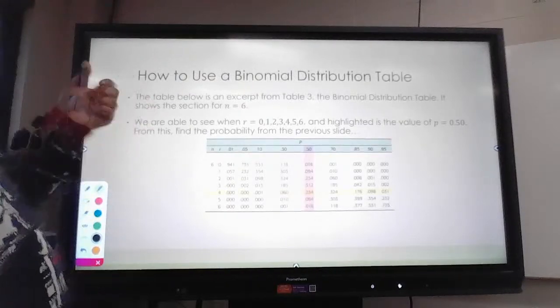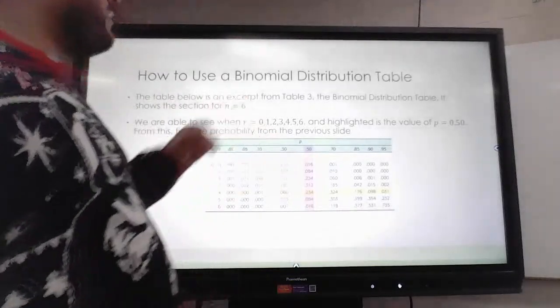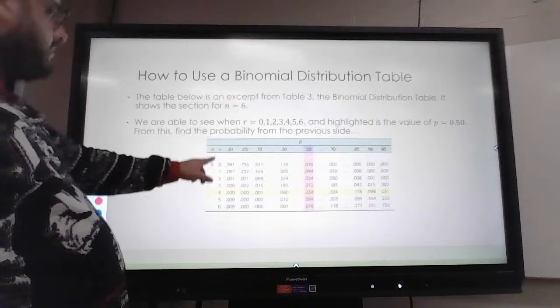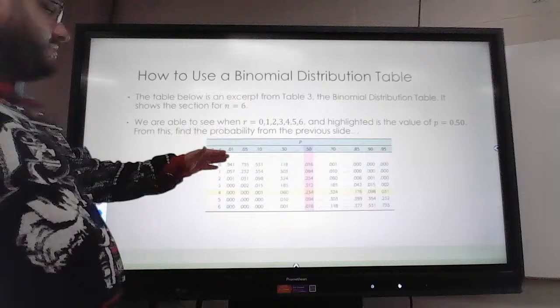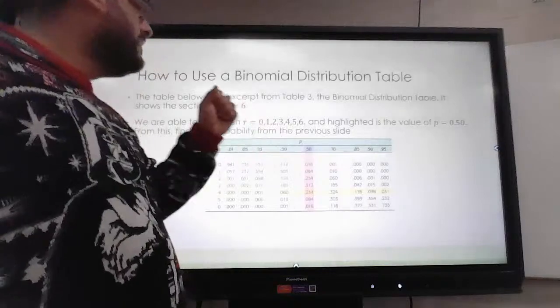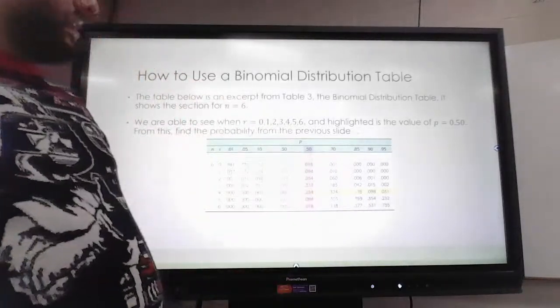Now, here is a table that's in your textbook called the binomial distribution table. Again, if it's not in your textbook on OneNote, I will add it there shortly. It shows a section for n equals 6. So here's my n value for 6. Here's my success values for R. And each of these is the value of your P, the value of your success rate here at the top. So for P equals 0.5, here are the different probabilities that you have.